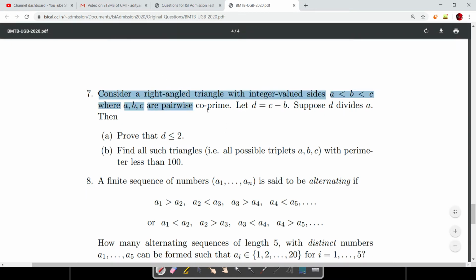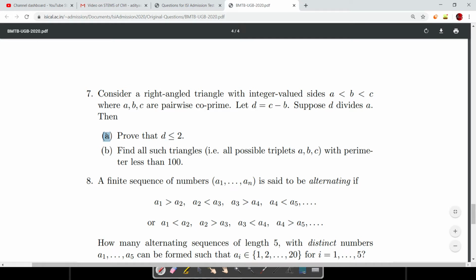Consider a right angle triangle with integer valued sides a less than b less than c, where a, b, c are pairwise co-prime, and let d equal c minus b. Suppose d divides a, then prove that d is less than or equal to 2. And secondly, you have to find all such triangles, that is all possible triplets a, b, c with perimeter less than 100. So okay, we need to do this.